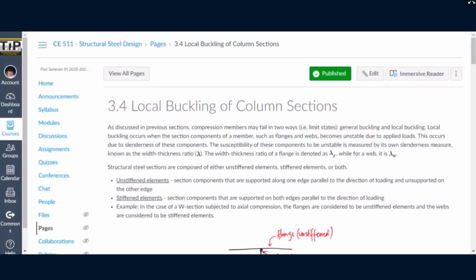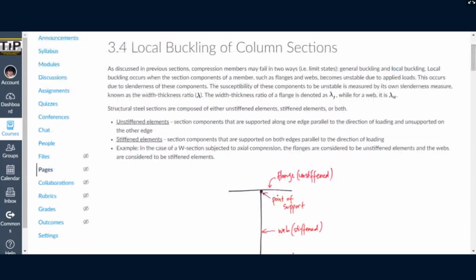Okay? So if yung sa column itself, meron tayong slenderness ratio, yung mga flanges tsaka yung webs natin, they also have their own slenderness ratio. Okay? They have a similar parameter. We call this the width thickness. Okay? So the width thickness ratio, the notation for this is a lambda. For flange, we call it lambda F. For web, yeah, we call it lambda W.